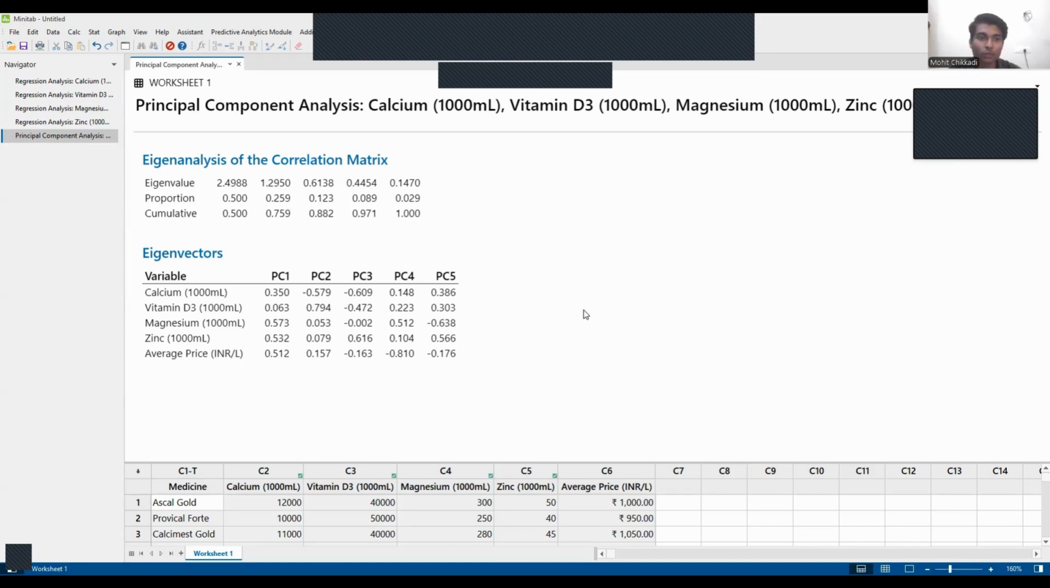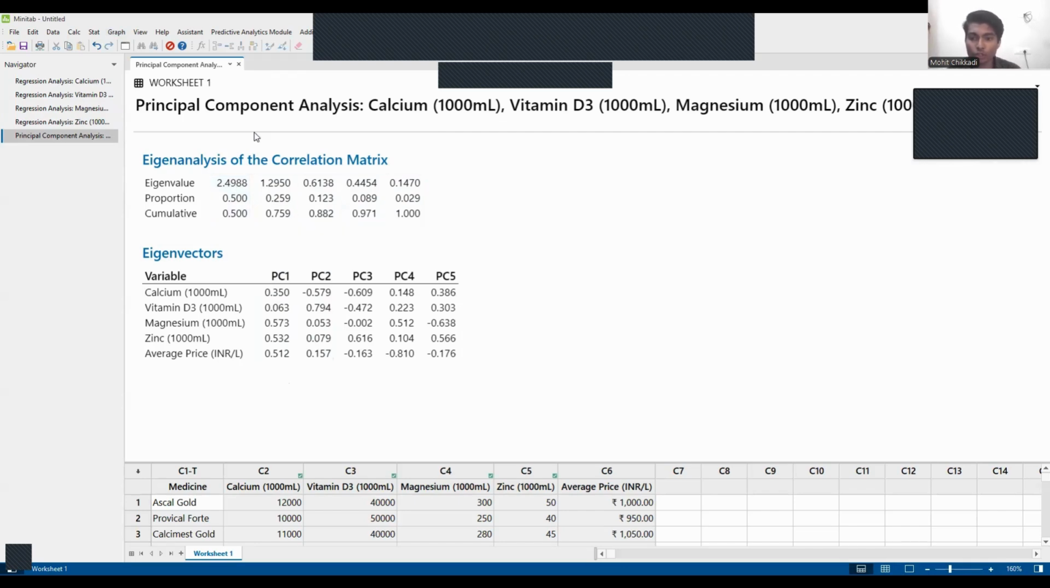So now let's look at the results. The first part we have here is called the eigen analysis. First off, eigenvalue shows the amount of variance explained by each principal component. PC1 has the largest eigenvalue, that is 2.4988, indicating it explains the most variance.